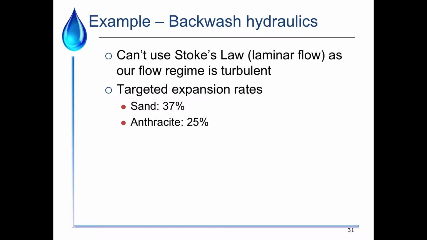All right, time to deal with the backwash hydraulics example. First key thing, we can't use Stokes' law because Stokes' law is for laminar flow, but we're doing turbulent flow when we do backwash. And we want to shoot for a target expansion rate of 37%, or 25% for anthracite. We'll see what that means in a minute.